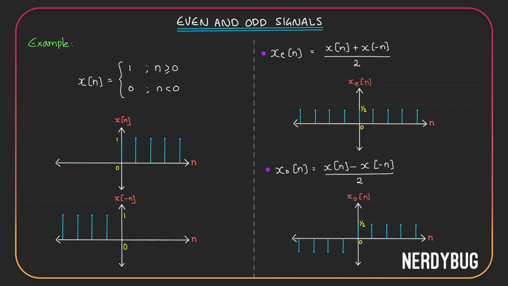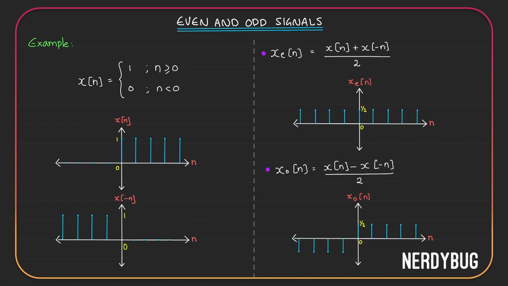For the odd component, we need x of n minus x of minus n divided by 2. X of n has all of these. We have to subtract all of these. So that means from 0 to the right side, we will have 1. From minus 1 to the left side, we will have minus 1 since we are subtracting this. But then we have to divide by 2 as well.